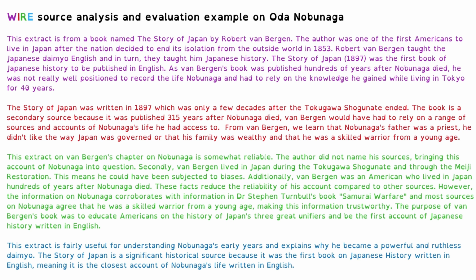My evaluation now. This extract is fairly useful for understanding Nobunaga's early years and explains why he became a powerful and ruthless daimyo. The Story of Japan is a significant historical source because it was the first book in Japanese history written in English, meaning it is the closest account of Nobunaga's life we have that is written in English.